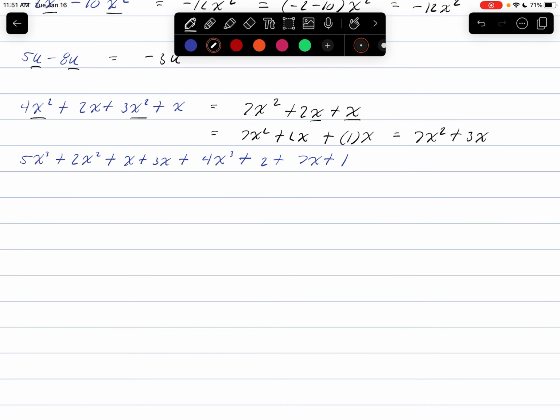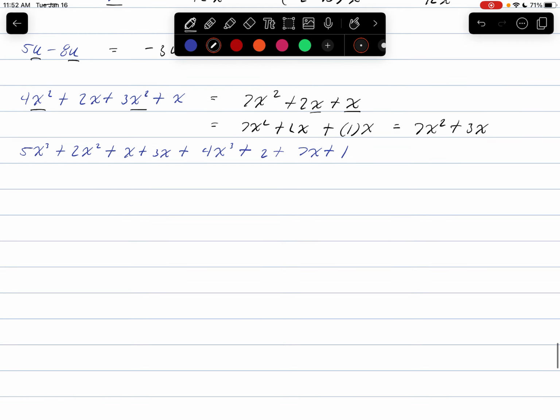Okay. Now let's take a look at this one. Here we have 5x to the third plus 2x squared plus x plus 3x plus 4x to the third plus 2 plus 7x plus 1. It's a little obnoxious, but it's done on purpose.